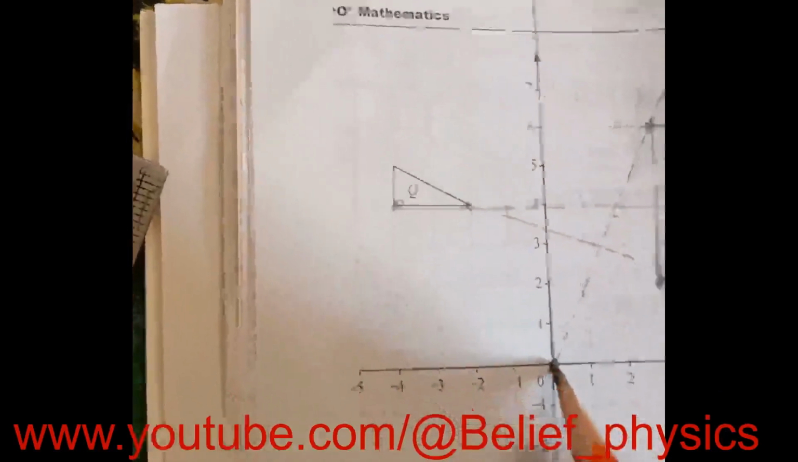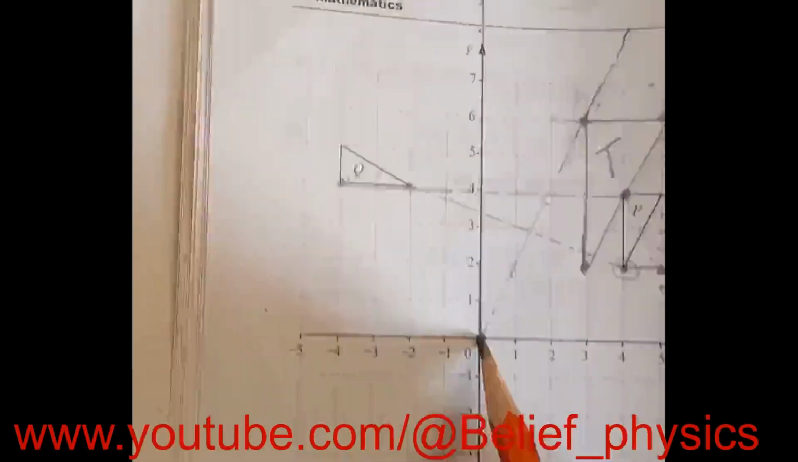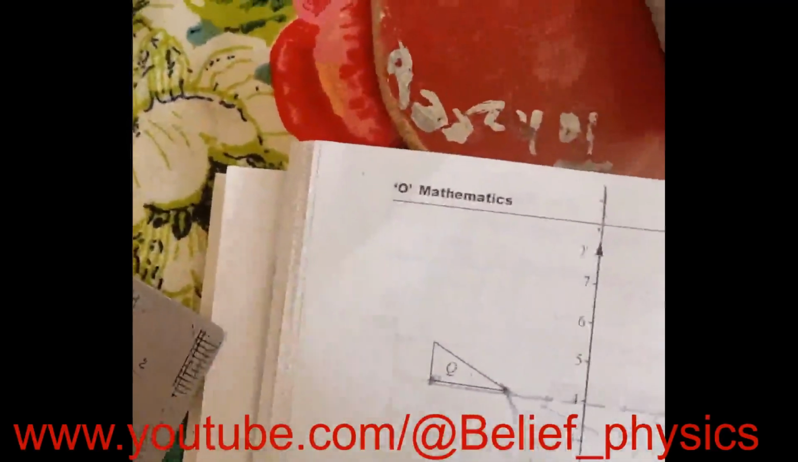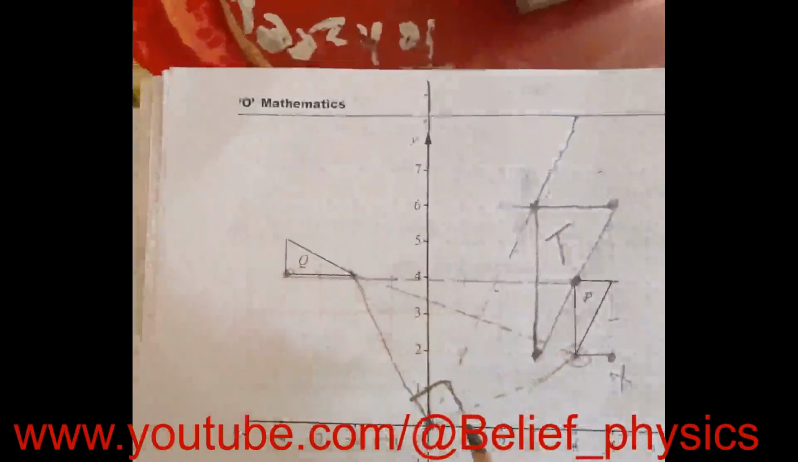So it means O, the origin, is the center of the transformation, and I will know that the transformation is rotation. I join the object to the image, and the angle between them is this 90° anti-clockwise. So the transformation that maps P onto Q is the 90° anti-clockwise rotation about the origin.